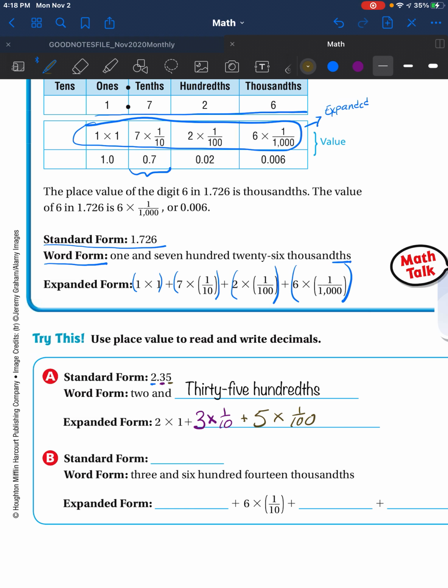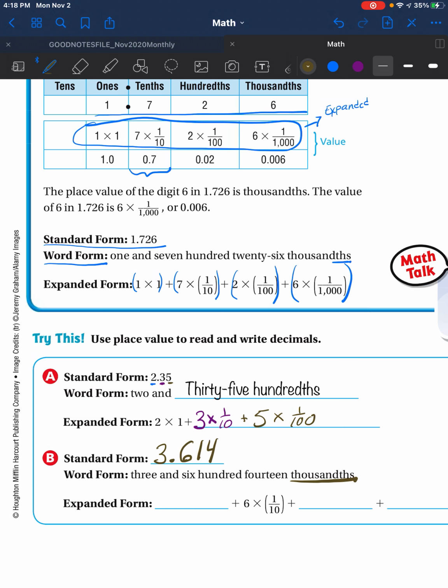Okay? The next one for B, we do not have the standard form, but we do have the word form, and it says 3 and. So I can go ahead and put 3 decimal, because and is my decimal. 614 thousandths. Remember that the last digit has to end in the desired place value, which in this case was thousandths, and our 4 does end in the thousandths position.